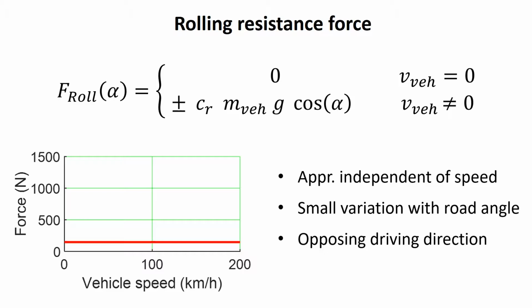The rolling resistance is always opposing the driving direction, which means that it changes sign when the driving is in reverse direction. The rolling resistance coefficient should typically be as low as possible to keep energy consumption low, and it typically is only about 0.01.